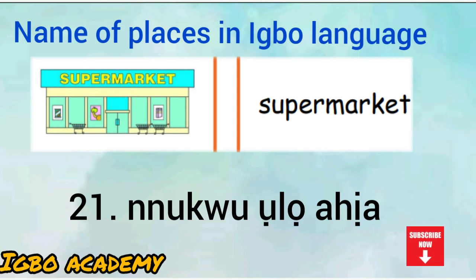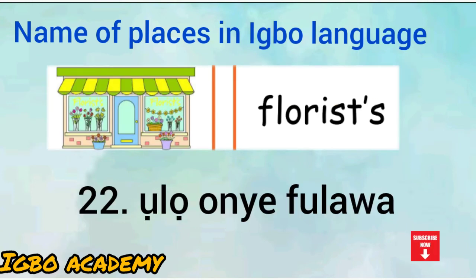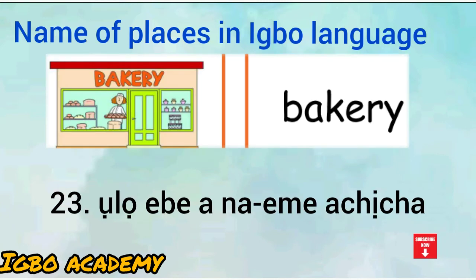21. The supermarket is called Nnukwu ụlọ ahia. 22. The florist is called Ụlọ onye flower. 23. The bakery is called Ụlọ ebe a na-eme achịcha.